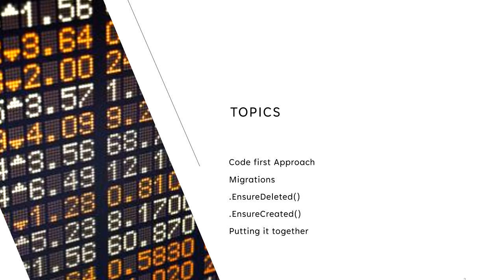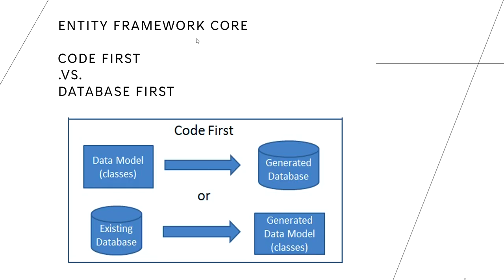We have to talk about these two commands, ensure deleted and created, and then put it all together with some options for ourselves, right? So quick review here, right? Entity Framework Core does support both code first and database first approach, right? So you can take an existing database and have it scaffold or generate all your model classes for you, right?